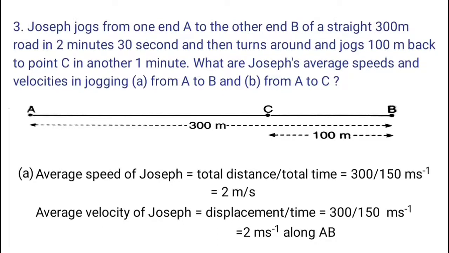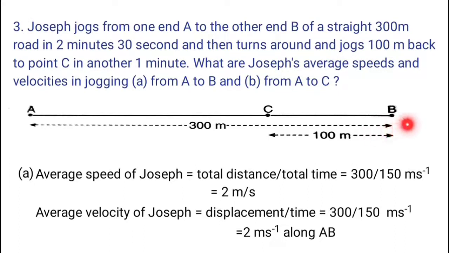Now the next problem is: Joseph jogs from one end A to the other end B of a straight 300-meter road in 2 minutes 30 seconds and then turns around and jogs 100 meters back to point C in another 1 minute. What are Joseph's average speeds and velocities in jogging for these two parts? We have to find out. Now let us see what the problem is saying. Joseph is starting from point A and traveling to the other point B along the straight road of 300 meters.